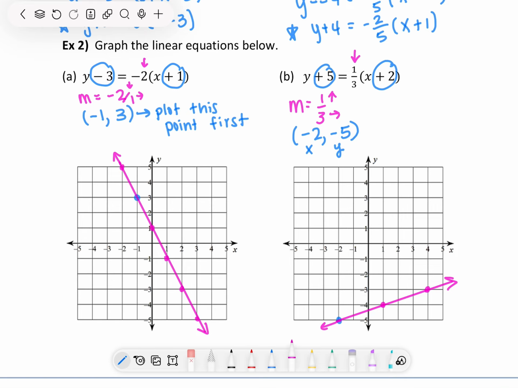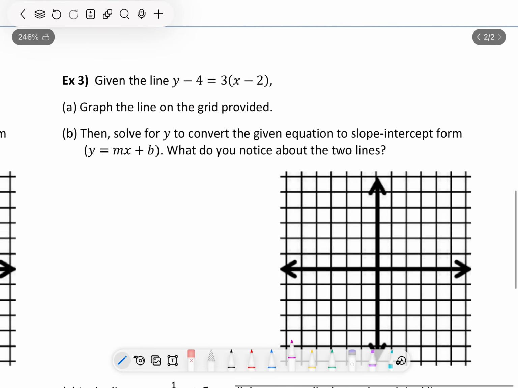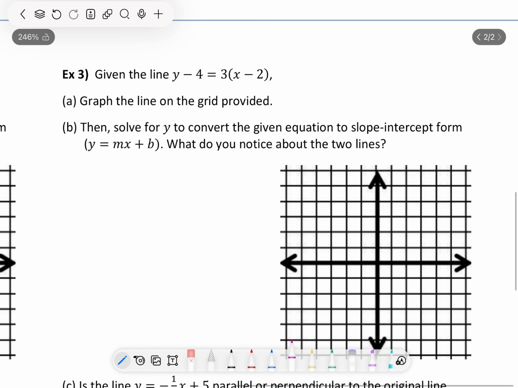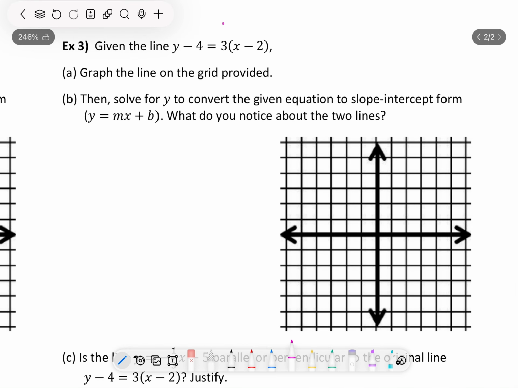And there we go. All right, continuing on, example 3. Given the line y minus 4 equals 3 parentheses x minus 2, graph the line on the grid provided. Perfect. So another chance for us to graph this. So our slope is always in front of the parentheses, in front of the x. So our slope is 3, or 3 over 1, which means we go up and right.